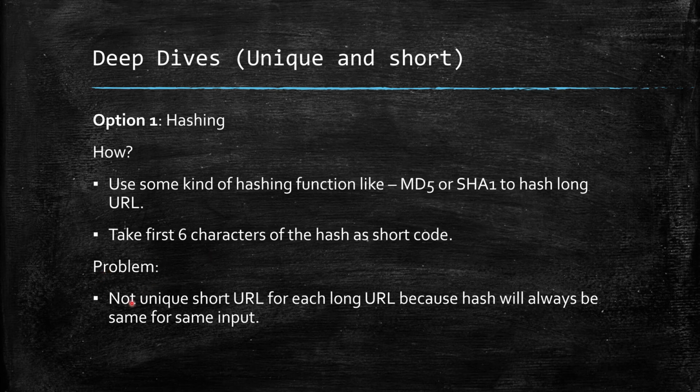The problem here will be that the short URL is not unique. For each long URL, because the hash will always be the same for a given long URL, the same short URL code will be generated. But for our use case, we want the short URL code to be unique for each long URL. So this approach won't work for us.